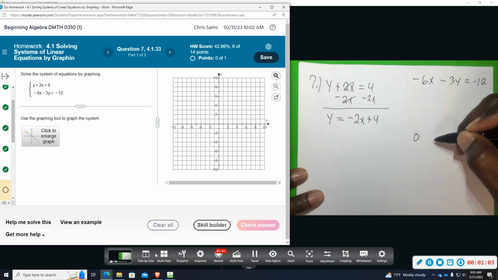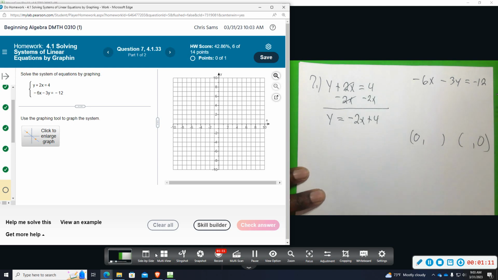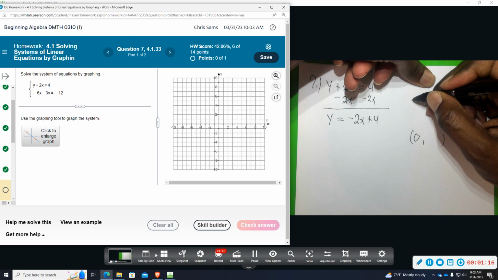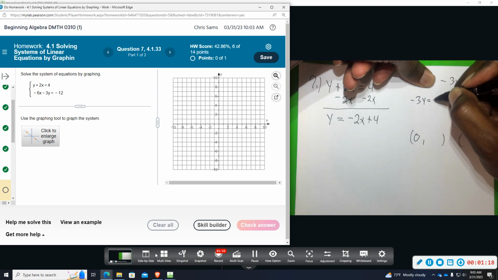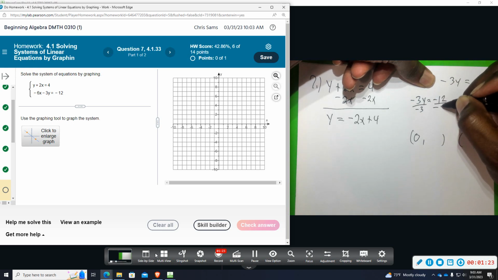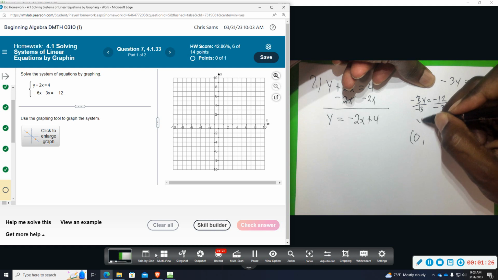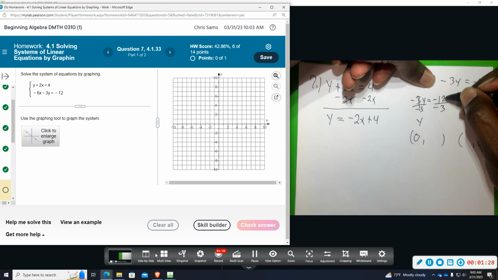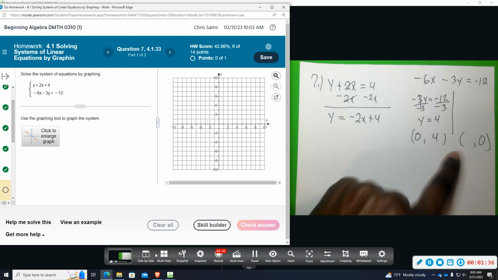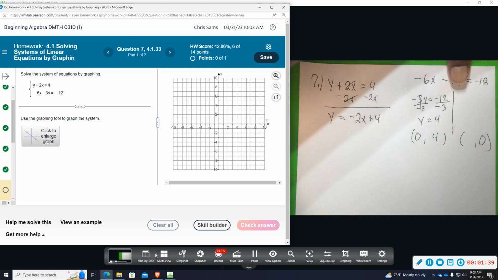So I'm going to plug a 0 for my x value, and then I'm also going to plug a 0 for my y value. So 0 for x leaves us with negative 3y equals negative 12. Divide by negative 3. And we get y. Negative divided by negative is positive. 12 divided by 3 is 4. So y is 4.